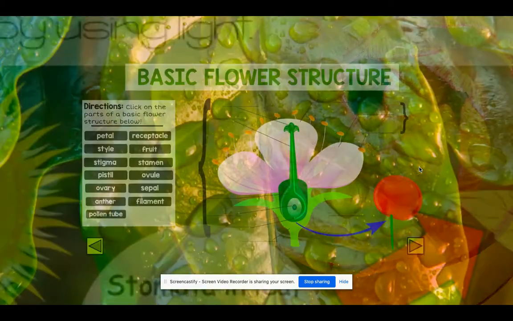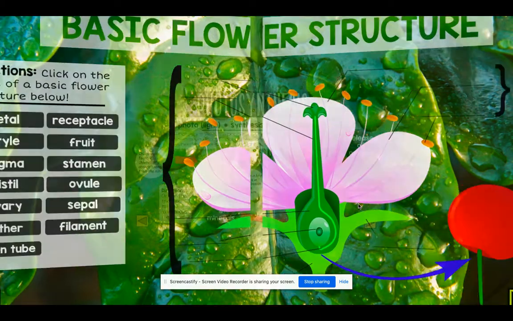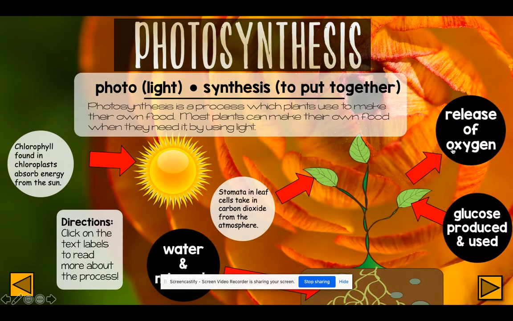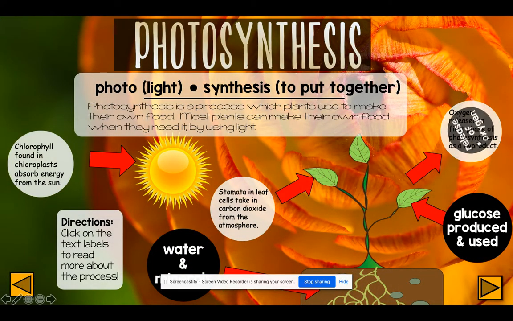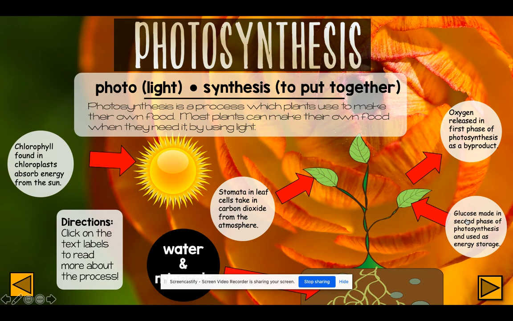Then we're right here. It then releases energy, and the oxygen is released through photosynthesis. At the same time, glucose, which is a type of sugar, is being produced, made in that second phase of photosynthesis. So follow the arrows, it's showing you that process of photosynthesis.